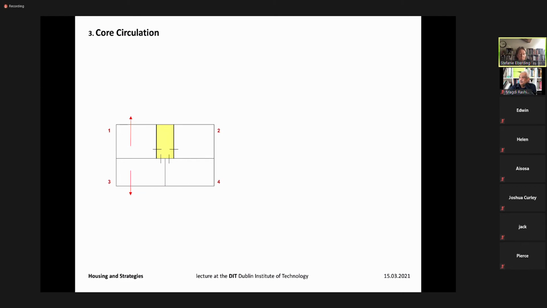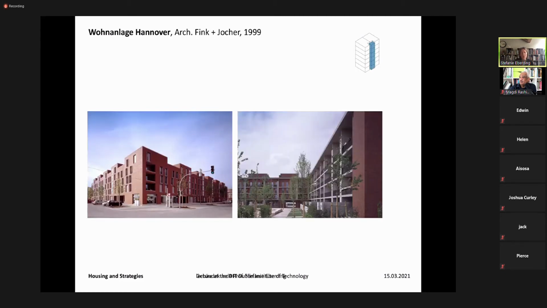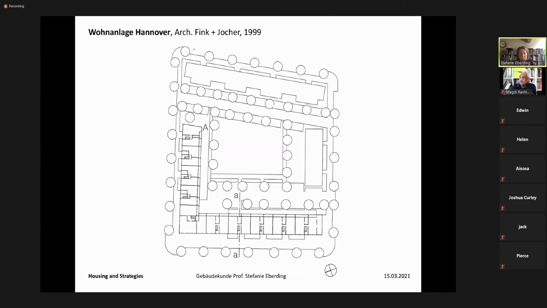So in addition to that, you can see the different lighting orientations and configurations. And I show you now an example. It's the Wohnanlage in Hannover von Fink und Jocher. It's a classical one staircase, two units, core circulation type. You can see the site plan.